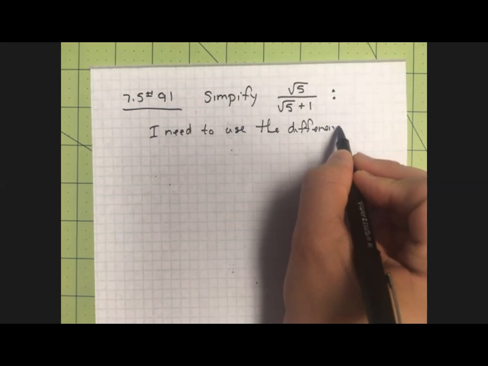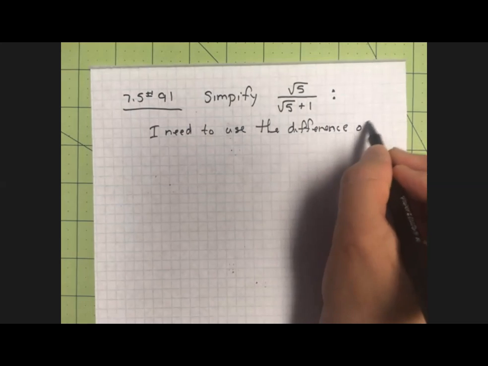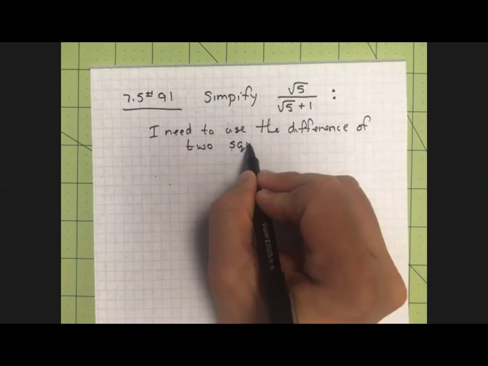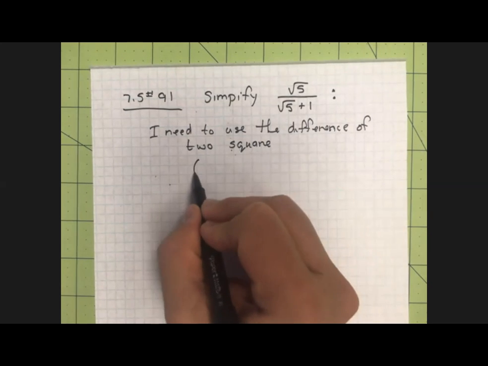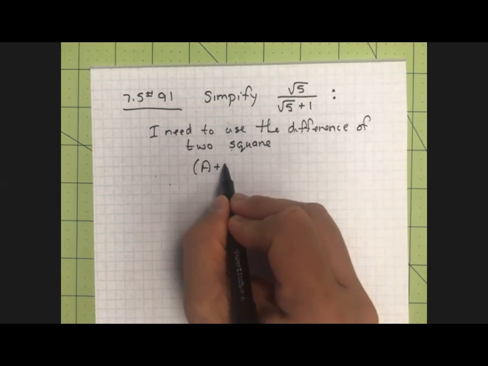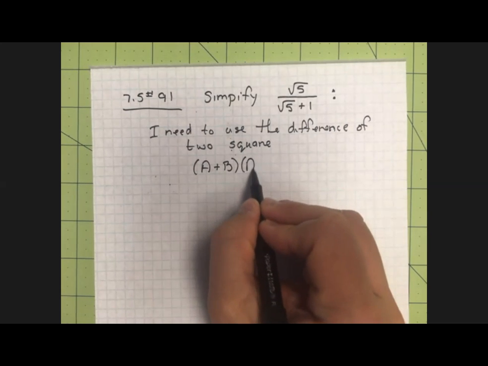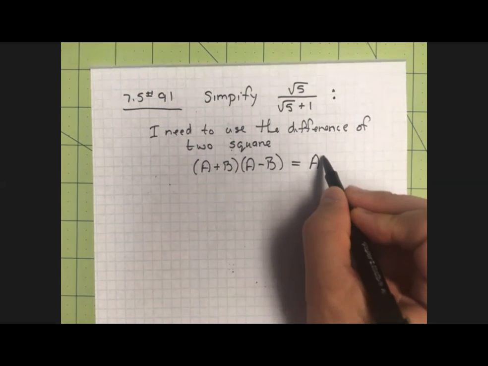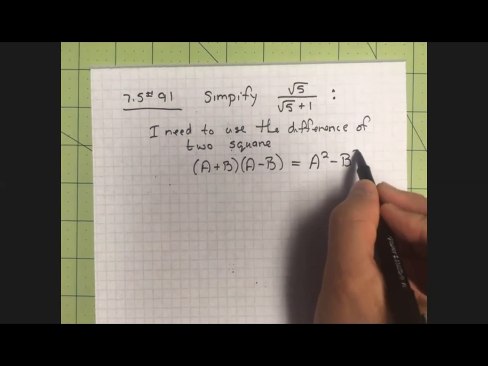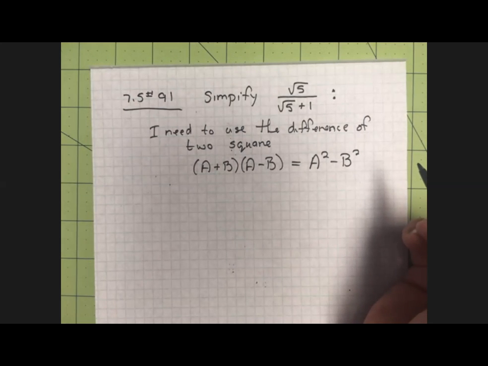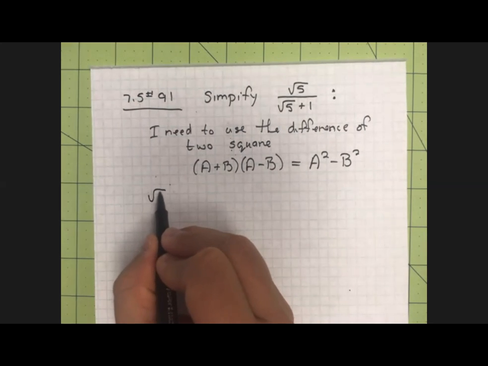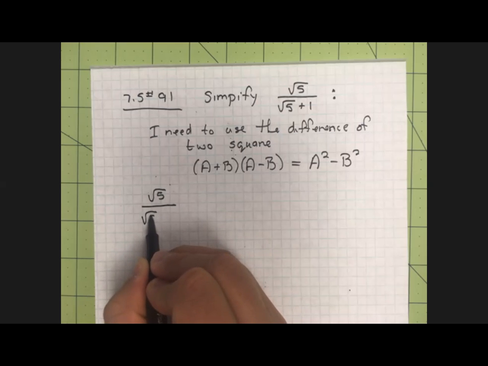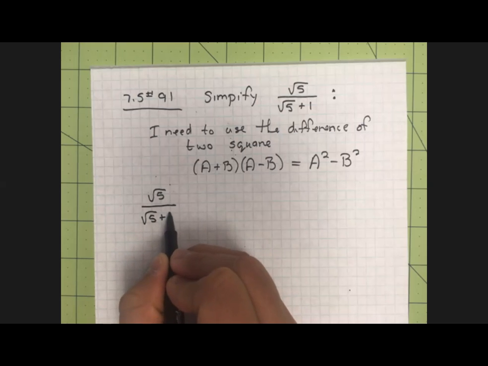The difference of two squares. Remember, a plus b times a minus b has a special form: a squared minus b squared. You say, what does that have to do with this? Well, look what would happen if you would multiply the bottom.